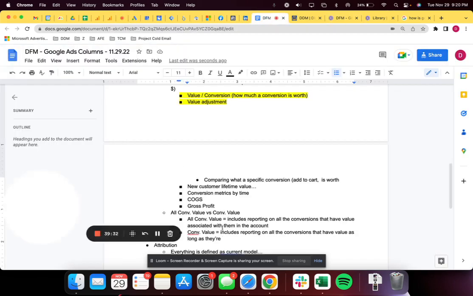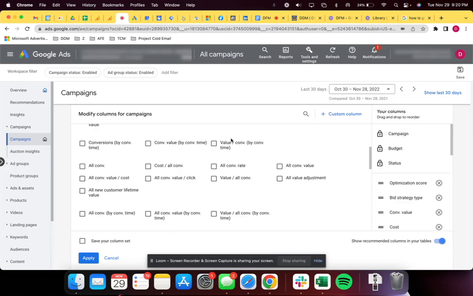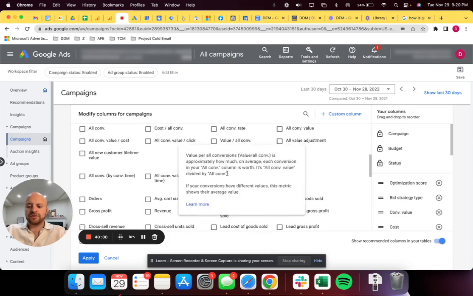So conversion value includes reporting all conversions that have value, as long as they are set to have value, are included in conversion reporting, and are marked as primary. Yeah, getting complex, guys. All right, so that kind of takes all those because it's just all the same.